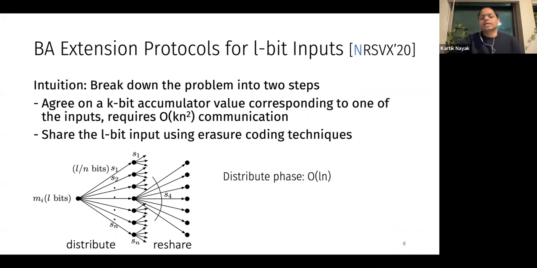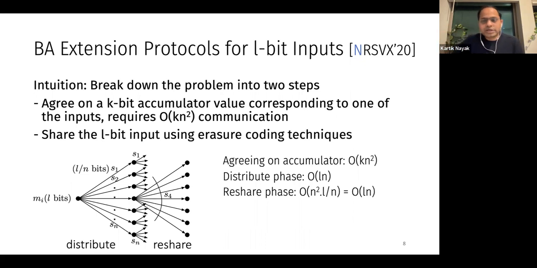So how much communication do we need in such a protocol? If you're thinking of the distribute phase, the first phase, each party is sharing with n different parties a message of size L over n. So the communication is order L, but n different parties can be running the distribute phase in parallel, so your communication is Ln bits. In the reshare phase, you're engaging in all-to-all communication, and the message you're sharing is of size L over n. So the total communication you're incurring is Ln.